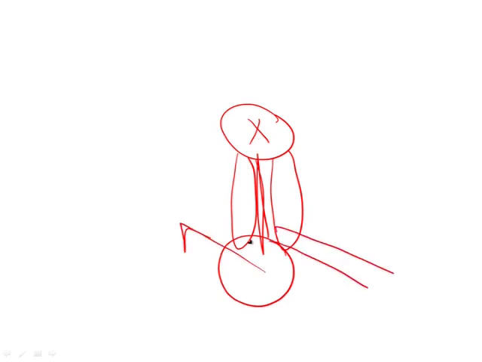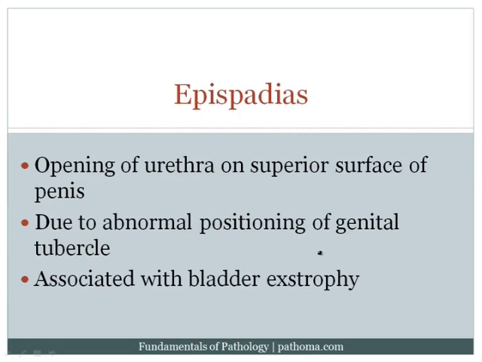So let's go back and remind ourselves that if the genital tubercle was here, and then you had this urethral fold here, and this was going to go up and out, and then this was going to zipper closed. Imagine that instead of being up here, the genital tubercle is here. Now, as this grows up and out, this gets dragged along the superior surface, and so now you've got this abnormal opening on the superior surface of the penis. And epi, again, very straightforward. Epi means on top, so it's going to be on the superior surface. And this would be due to abnormal positioning of the genital tubercle.